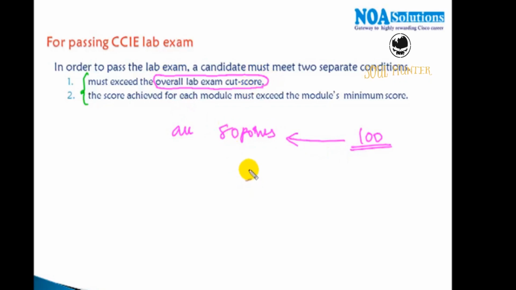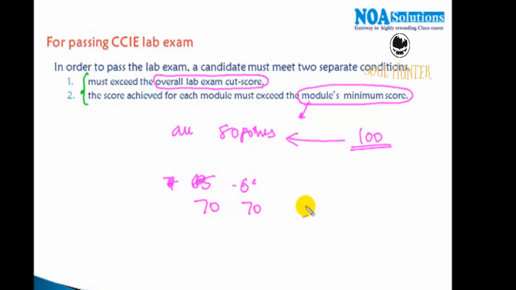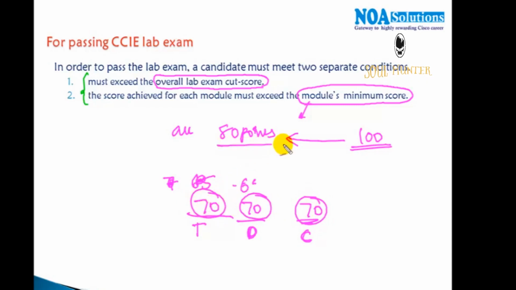Then you also have a minimum score in each and every module. The score achieved in each module should exceed the minimum score. Let's say the minimum score in each module is 70 points, roughly speaking. You have your troubleshooting section, your diagnostic section, and your configuration section. So the minimum score per module is 70 points, and the overall score should be more than 80 points.